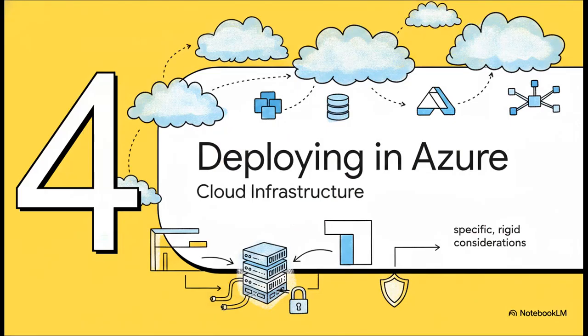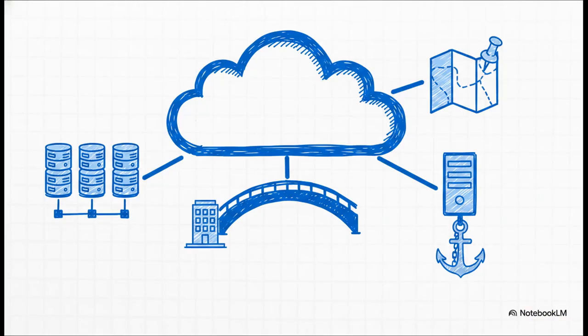Section 4. Deploying in Azure. For our final section, we shift our focus up to the cloud. While all the traditional on-premises rules still apply, Azure Infrastructure as a Service introduces specific, rigid considerations that must be respected. Let's detail these rigid cloud requirements.